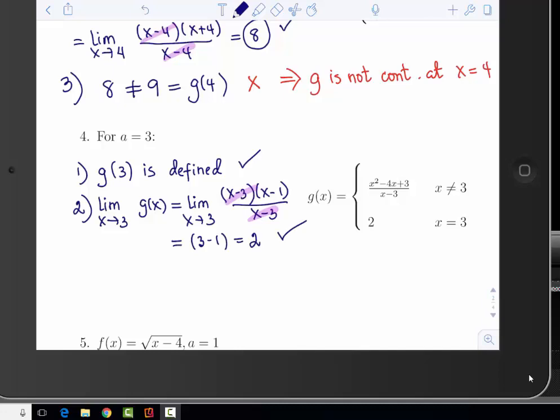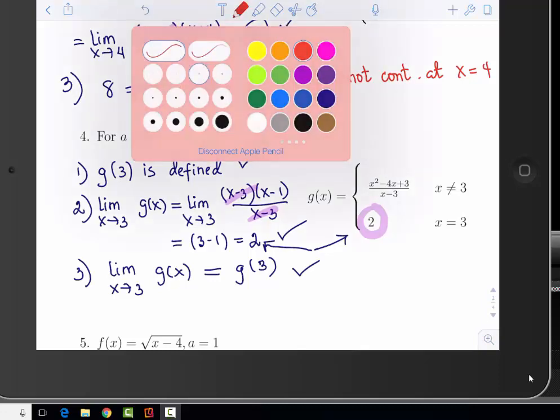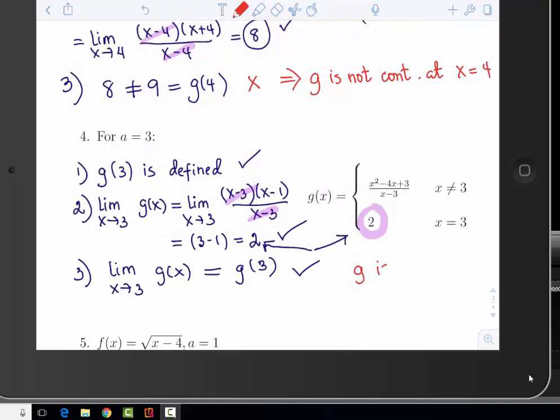Okay, that works. One last thing to check. The limit as x goes to 3 of g of x is indeed the same value as g of 3. Okay, right here, this 2. We want to make sure that these two values are the same, and they are. All 3 checklist conditions are satisfied. We say that the function is continuous. Yes, g is continuous at x equals 3.